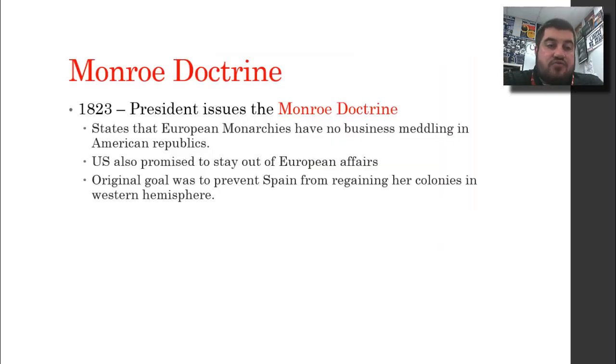Then lastly, the Monroe Doctrine is something that President James Monroe signs in 1823. And it really doesn't mean much now, but we are going to use it. Teddy Roosevelt is going to call upon it in the early 1900s and say that Europe should not mess with the Western Hemisphere. They don't have to meddle in American republics.